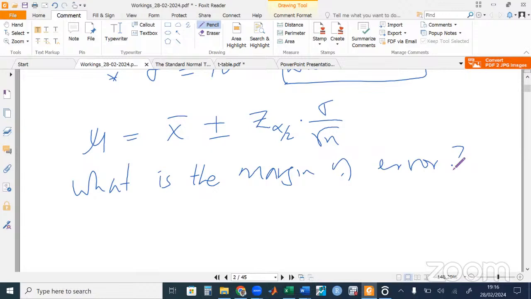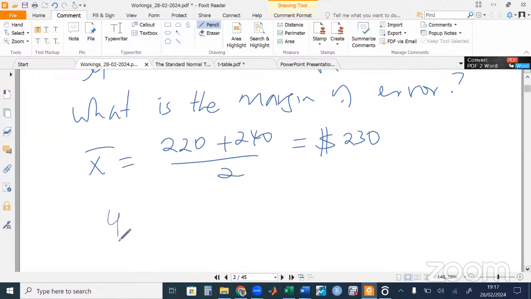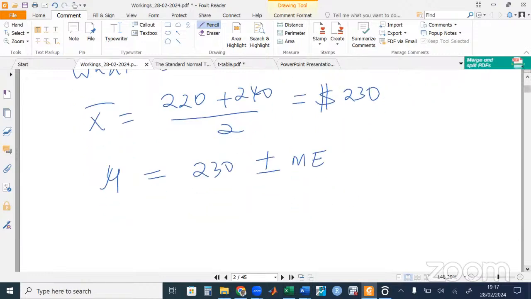So I can simply do 220 plus 240 divided by 2 so that I can get this average. And for sure, you get the number 230. This is an average position, which means that this population mean will be 230 plus or minus the margin of error. In our case, this is 230 plus or minus 10, if you can check from here. $10 below, $10 above. Therefore, the margin of error is equal to 10.